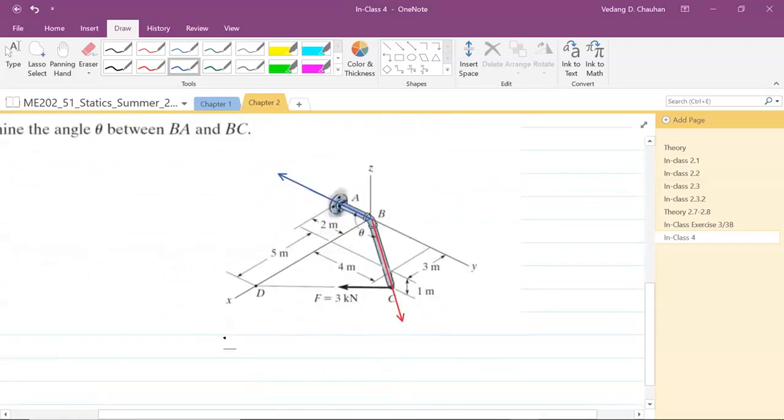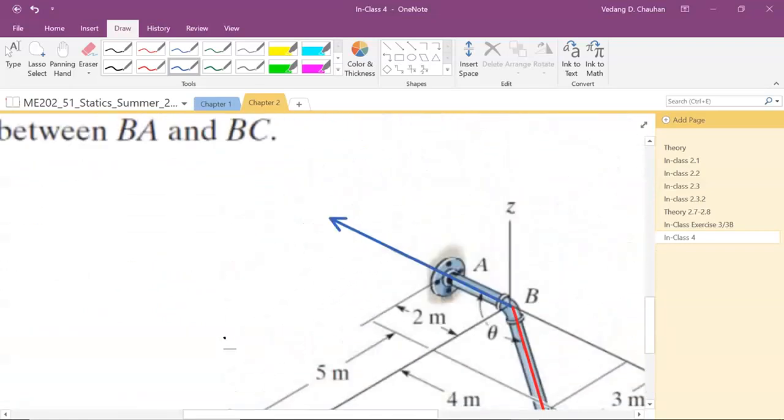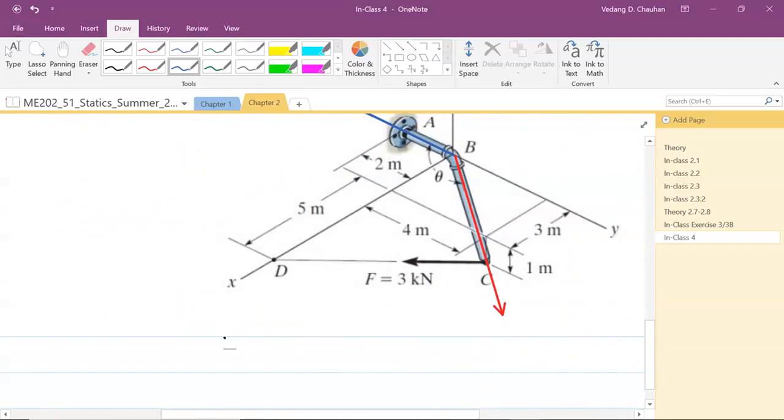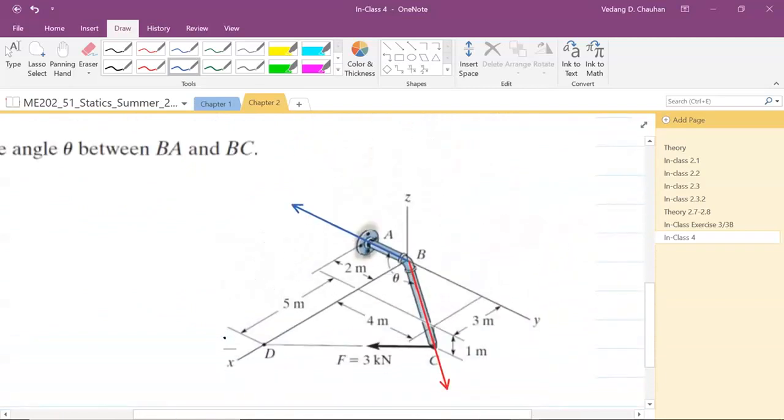Now next step is we need to draw the vectors, because we need to calculate the position vectors or the unit vectors for the direction. So it's BA. So BA is at B, it's the tail, and going to A. So going from B to A, this is the direction of the vector, and that's this blue vector here. And the second one is BC, which is this red vector going from B to C as shown in the figure.